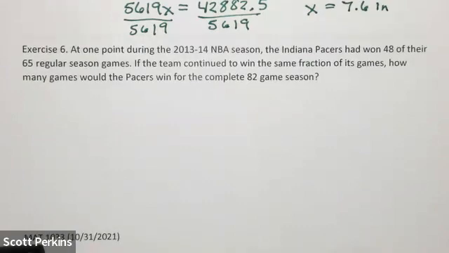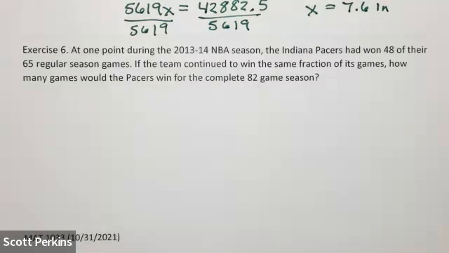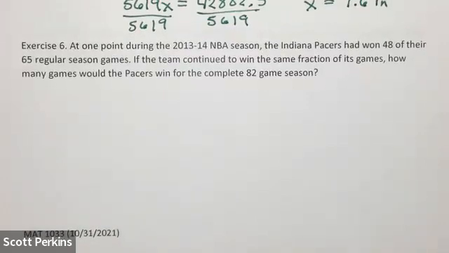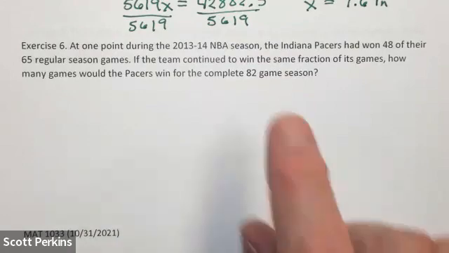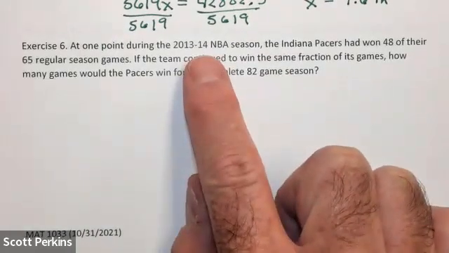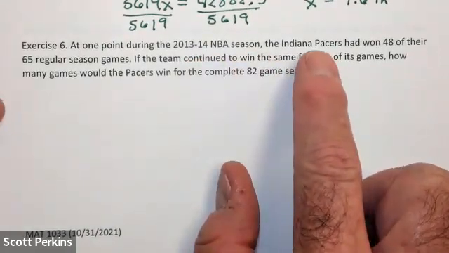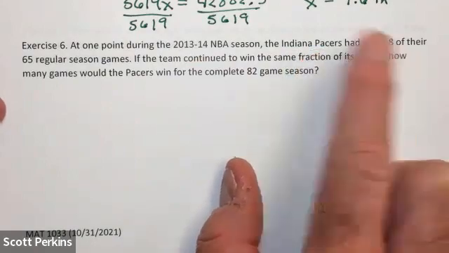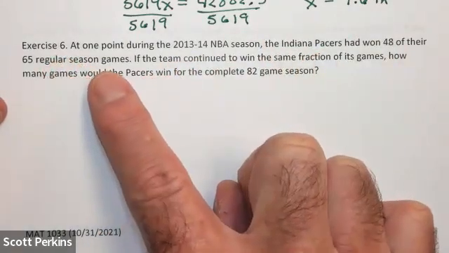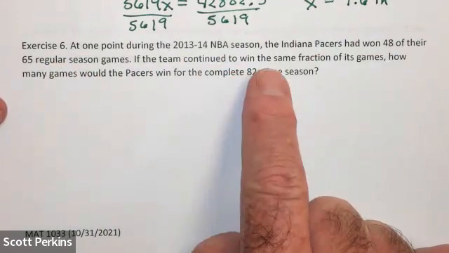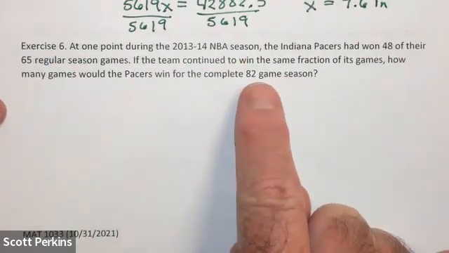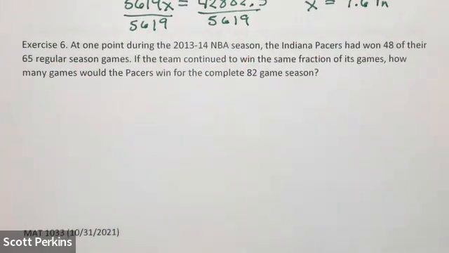Proportions are used a lot. One of the common applications, I'm guessing maybe even outside of a classroom, is to make projections. So this is a sports projection right here. This is an older statistic, but at one point the Indiana Pacers had won 48 of 65 games. If they kept winning at the same rate, how many games would they have won in an 82 game season? So you're going to set up your proportion and then solve it, and then we'll answer the question, see how it goes.